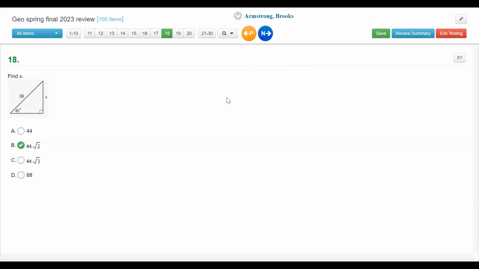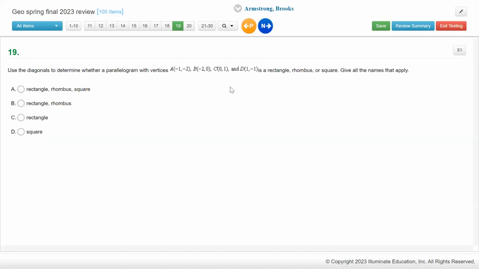Are there really 100 items in this review? There is. Wow. All right. So can we skip some? Yeah. Okay, this is one I would recommend. If you want to, I'll make a note here that you could plot the points and then sort of eyeball it. Oh, yeah. You could plot the points on Desmos if you have a calculator. So yeah, let's go to the next one here.